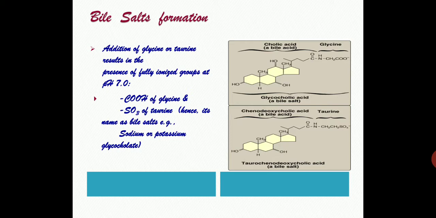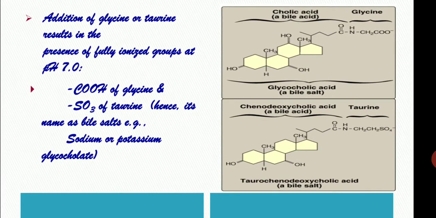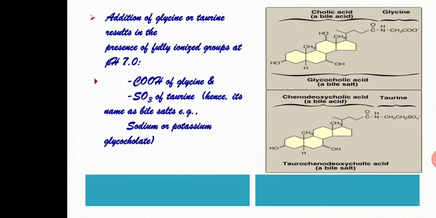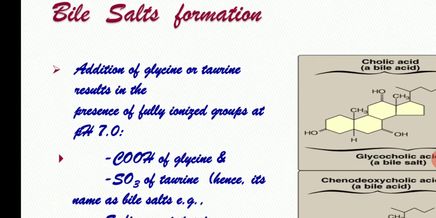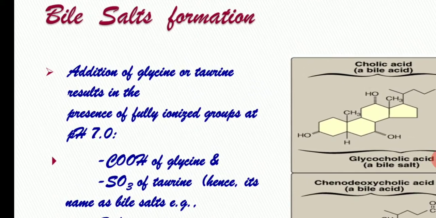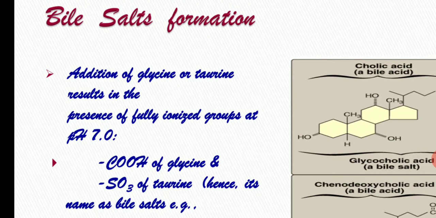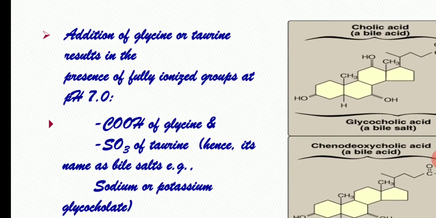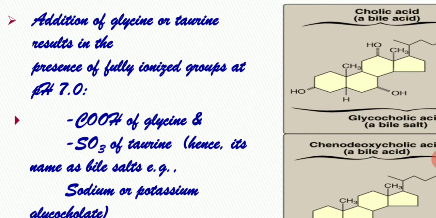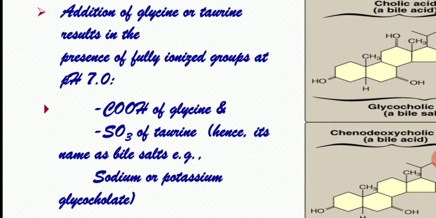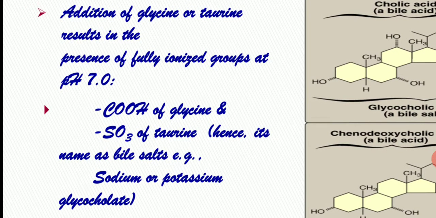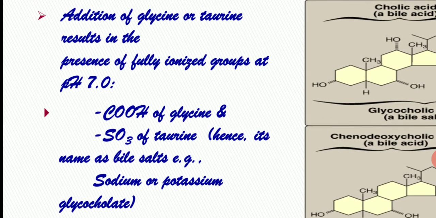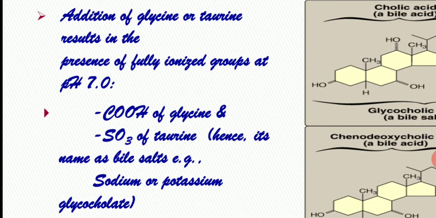Bile salt formation. Addition of glycine or taurine results in the presence of ionized groups at pH 7, that is COOH of glycine and SO3 of taurine, hence its name as the bile salt, that is sodium or potassium glycocholate.